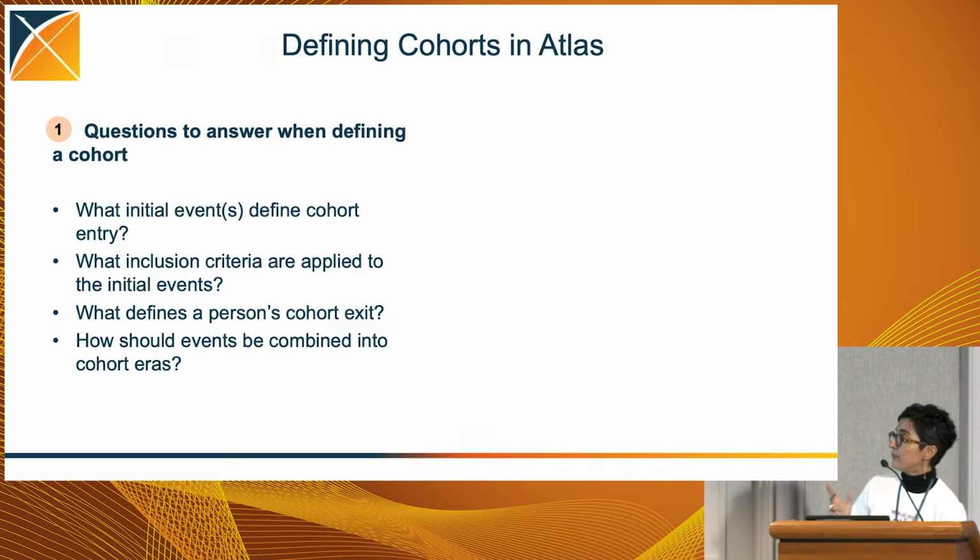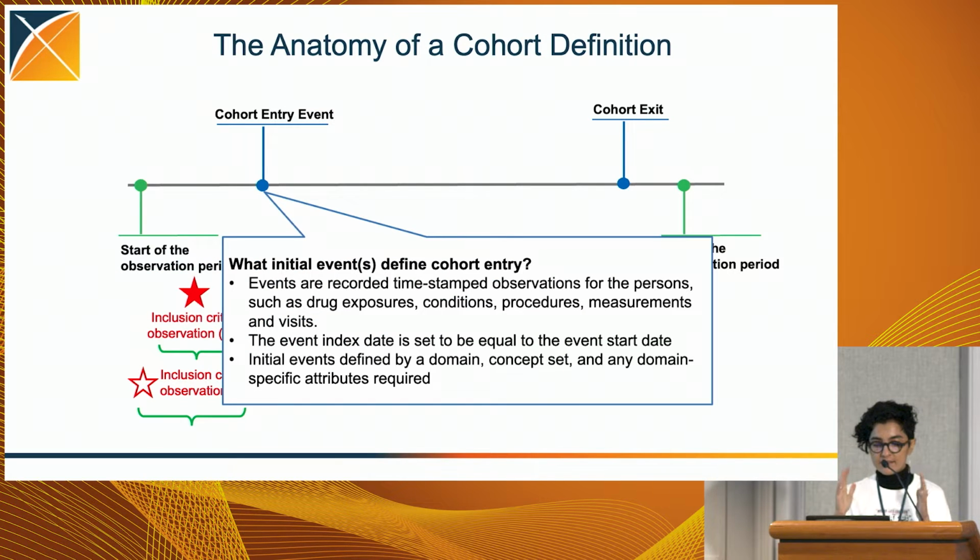So as we said, for defining cohort entry events, these events are recorded timestamped observations within a patient journey. So that can be a drug exposure, new use of lisinopril. It can be a condition, hypertension. It can be a measurement, like having a tumor stage 3 of lung cancer. So it can be a measurement, or it can be a visit. I want to look into inpatient visits.